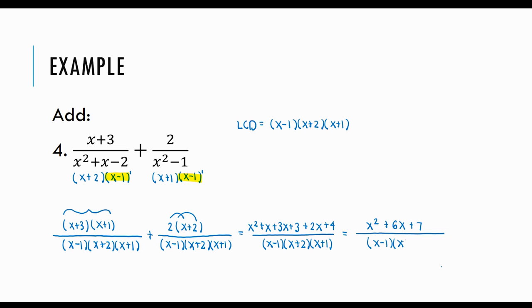And then my last step is just to double check, can I factor the numerator so then I can simplify this any further? Well, the only way to multiply to 7 is 1 and 7. That won't add up to 6. So it looks like I can't factor any further. So this would be my answer.